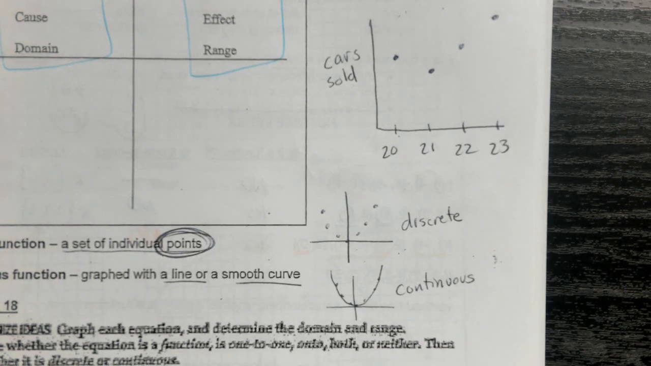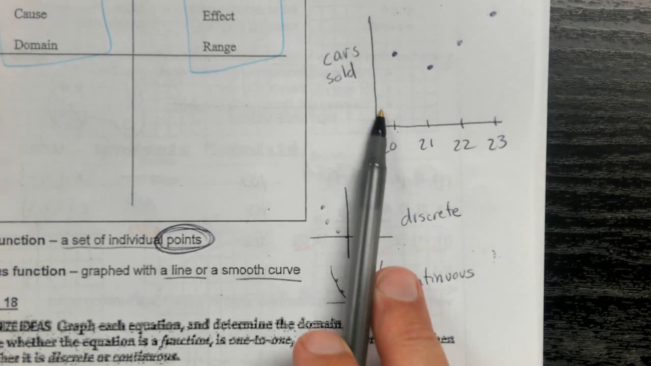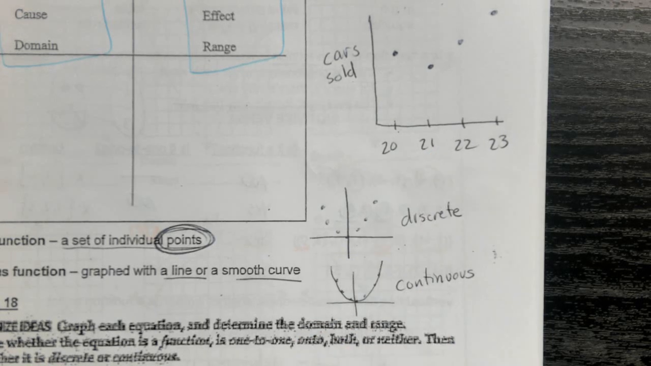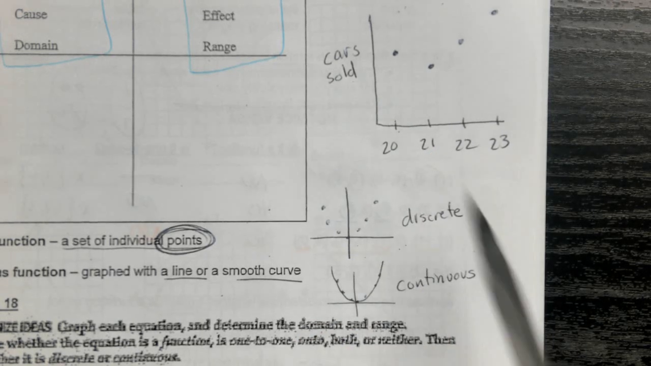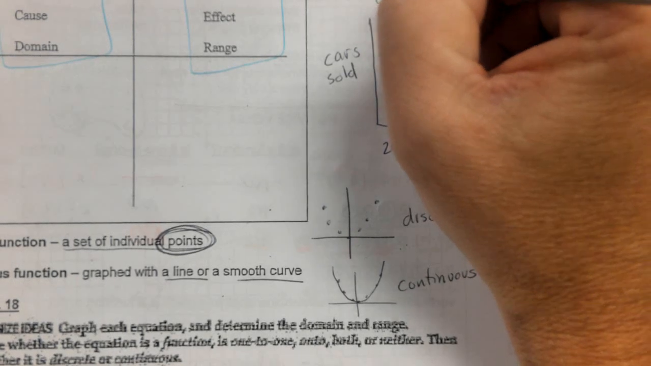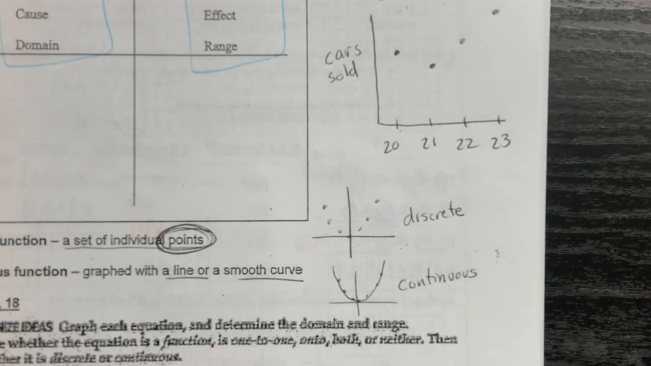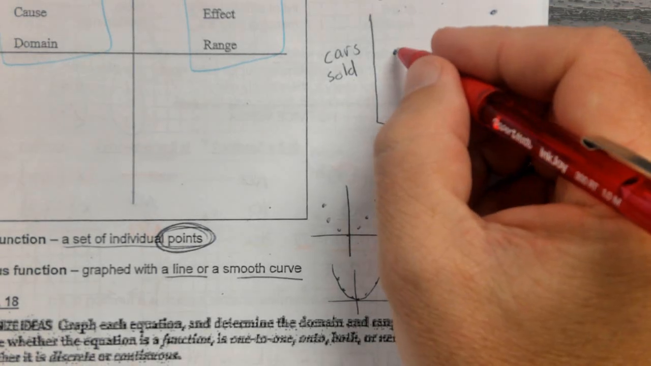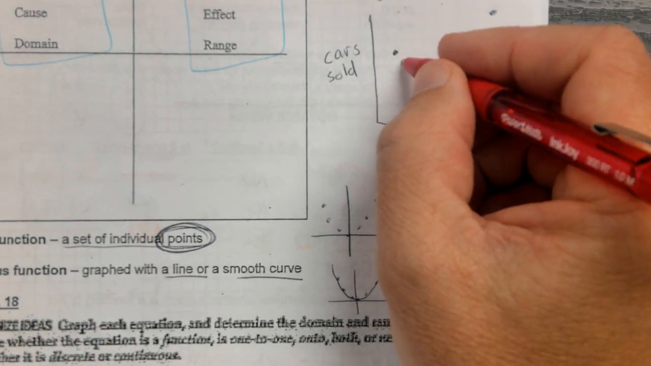Is that discrete or continuous? That's discrete. It makes no sense to say how many cars did we sell in between 2020 and 2021. That doesn't even make sense. So that is definitely discrete data. What makes it look funny is when people who don't know what they're doing play connect the dots with that.